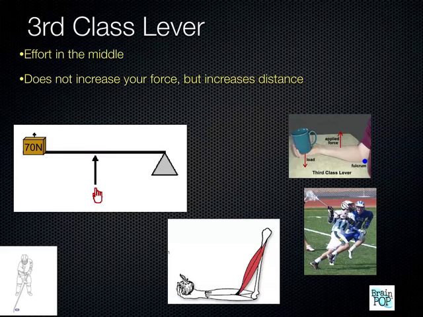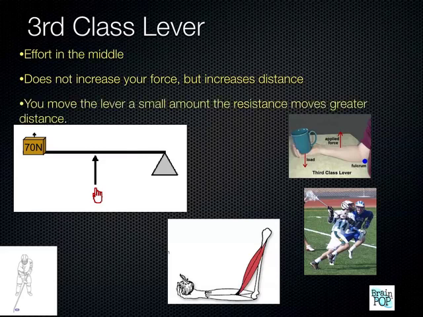Your bicep works as a third class lever. Your hand is the resistance. The fulcrum is your elbow. The effort is where the muscle attaches to the forearm bones. What were those forearm bones called? Ulna and radius. So, in this case, you only move the lever a small amount, but the resistance moves a great distance.